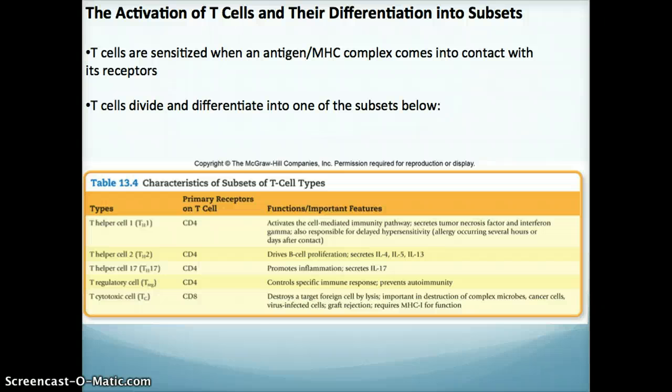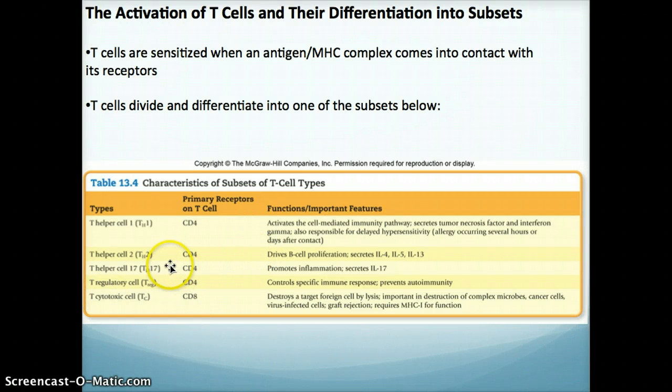This is table 13.4 in your book, and these show the characteristics of subsets of T cell types. Once again, T cells are sensitized with the antigen MHC complex, and they'll divide and differentiate into one of the subsets below. We have the top four here that are all CD4 receptor cells. These include T helper cells 1, 2, and 17, and then the T regulatory cell. The T helper cell 1 is going to be the one that activates the cell-mediated immunity pathway. It will secrete tumor necrosis factor and interferon gamma.